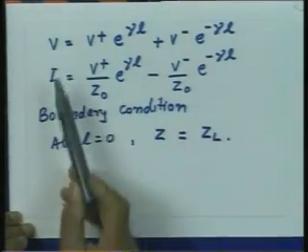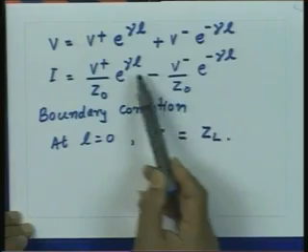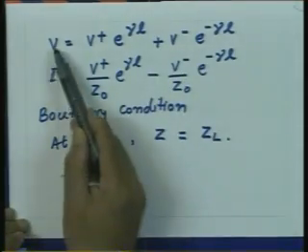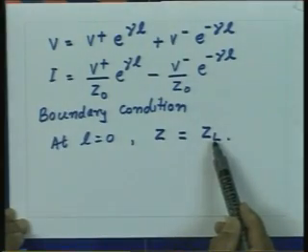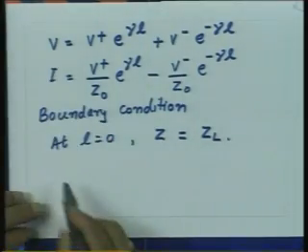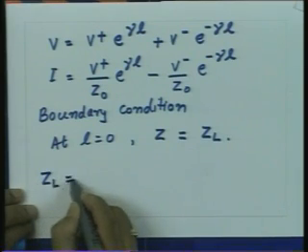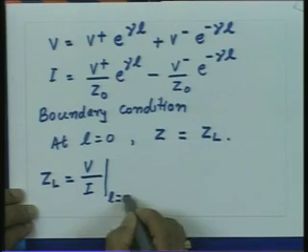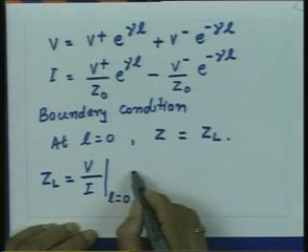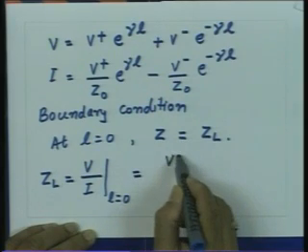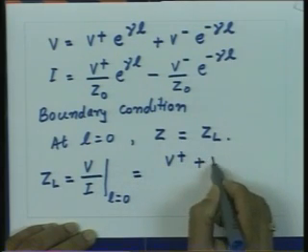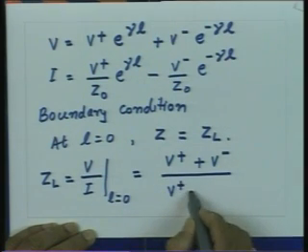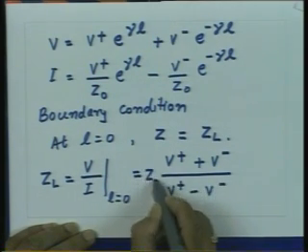So, I can take the ratio of the voltage and current at L equal to 0, and from there I can apply the boundary condition that this ratio V upon I should be equal to the load impedance. So, taking the ratio of these two, I will get ZL is equal to V upon I at L equal to 0, that will be equal to V plus plus V minus divided by V plus minus V minus multiplied by Z naught.